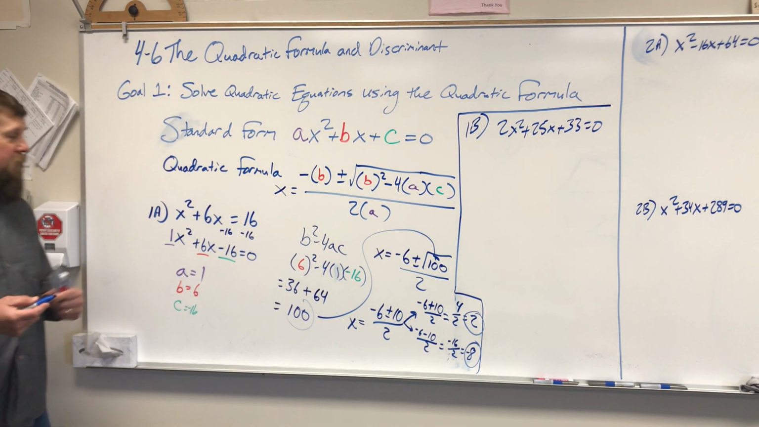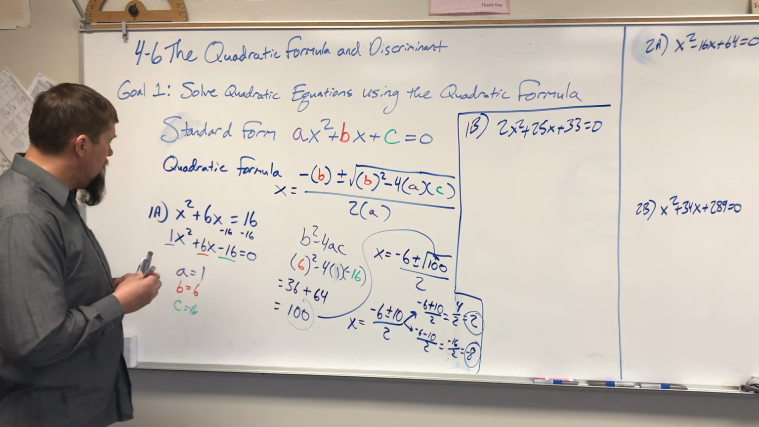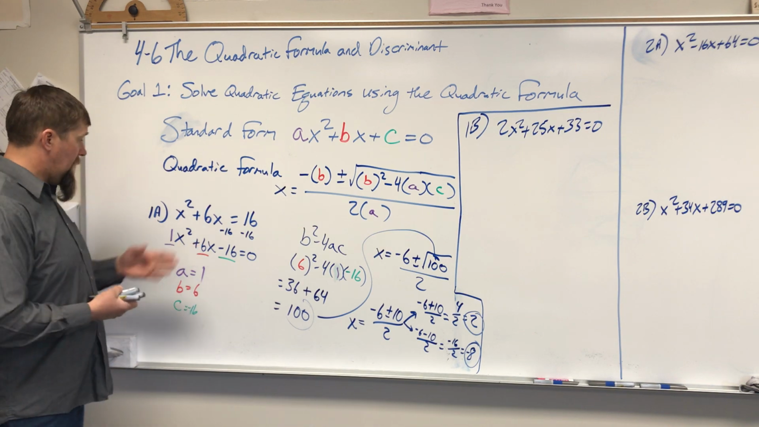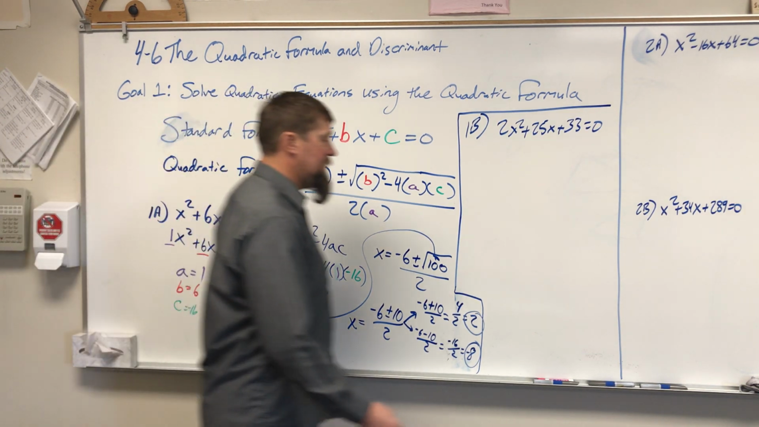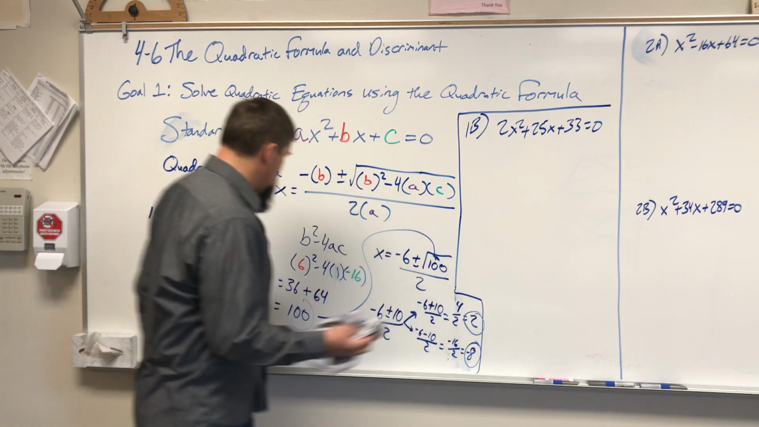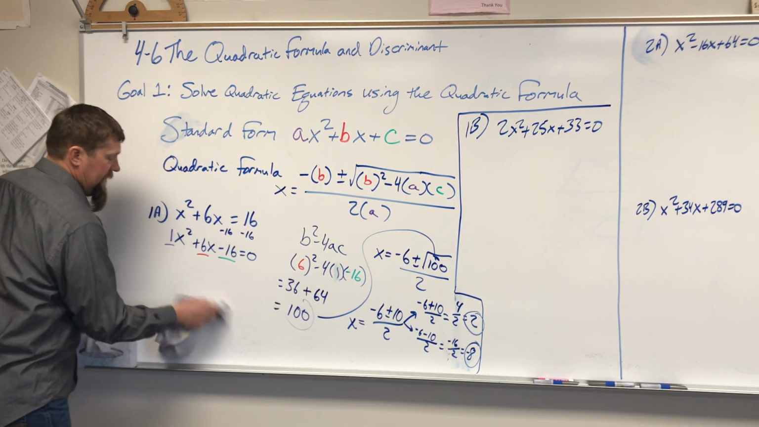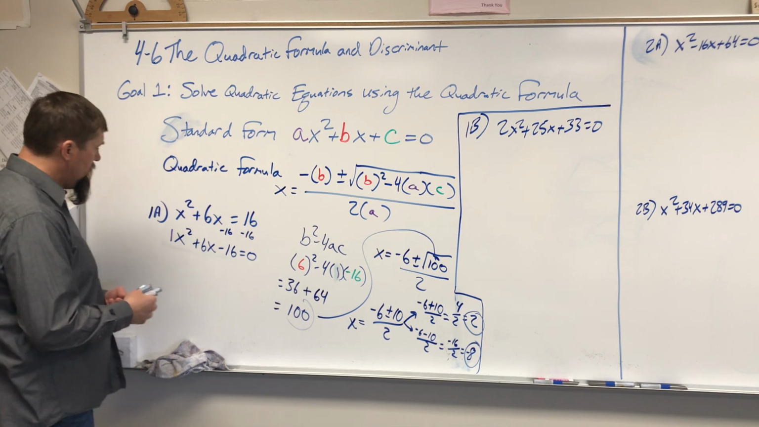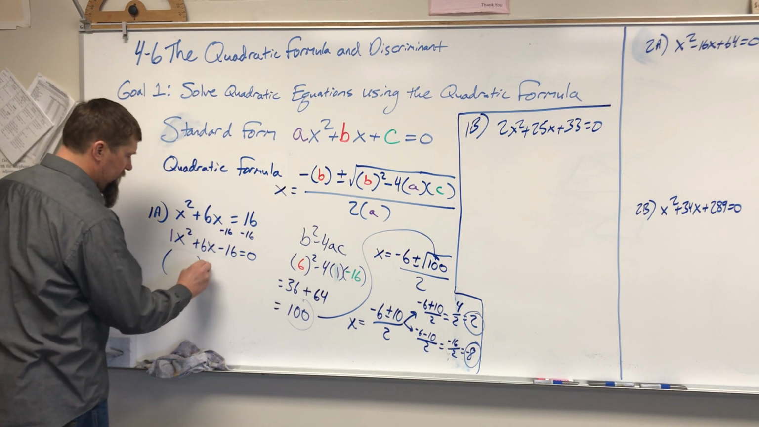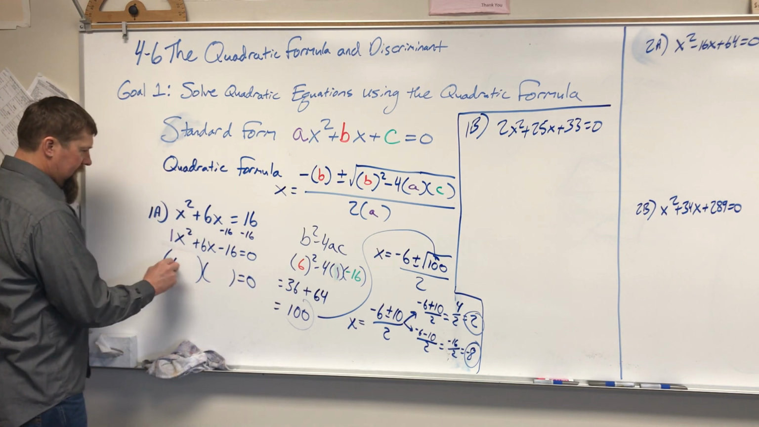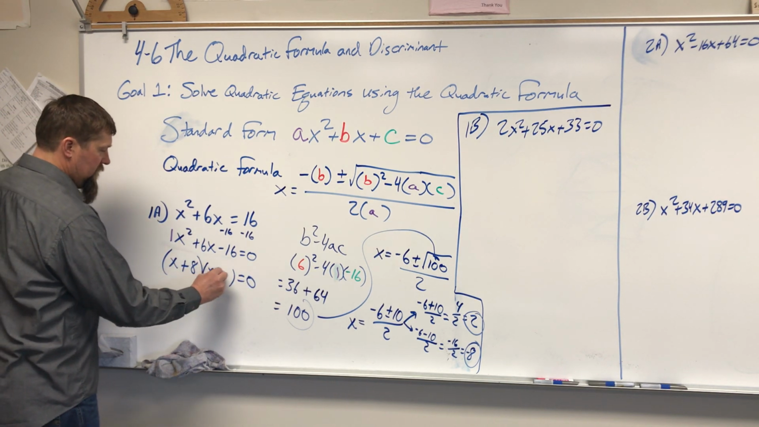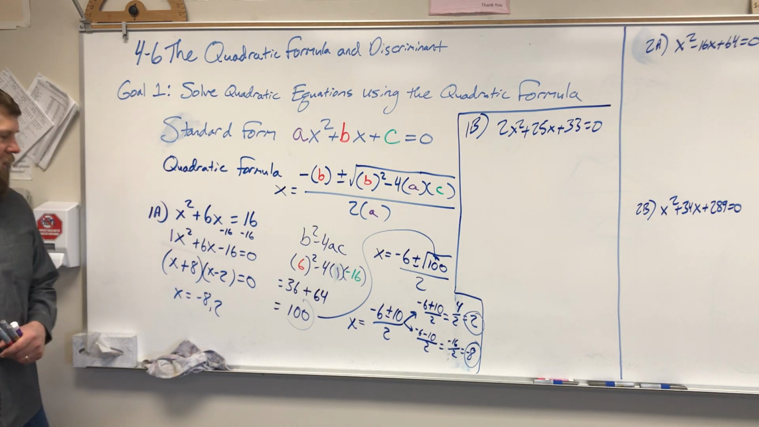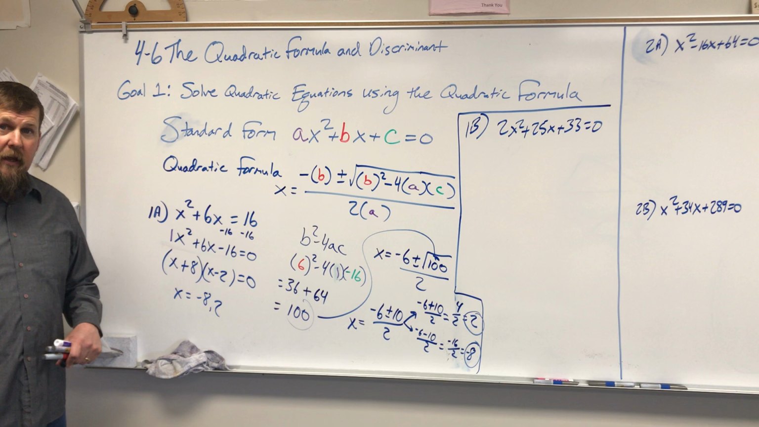Now, just like I talked about last section, you might be able to do this faster by factoring, which obviously I should be able to factor this and get the same answers. Now, you're not always going to be able to factor and get the same answers, because when something isn't factorable, you can't do that. So if I were to factor this, I get x plus 8, x minus 2. So x is negative 8 and positive 2. Obviously, much quicker to do factoring if you can.